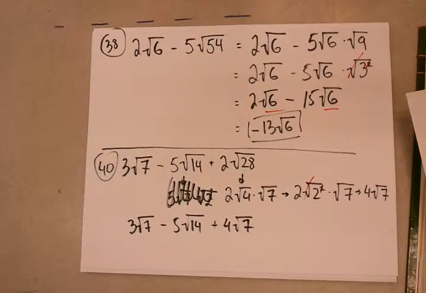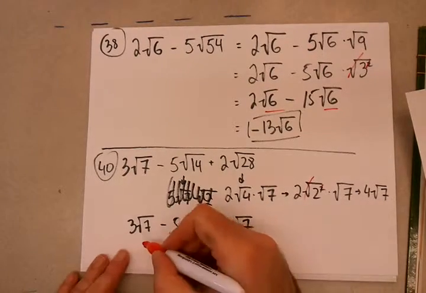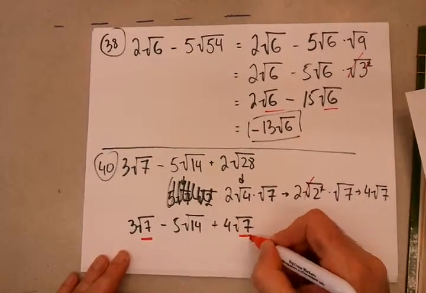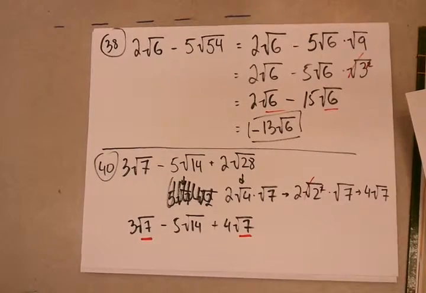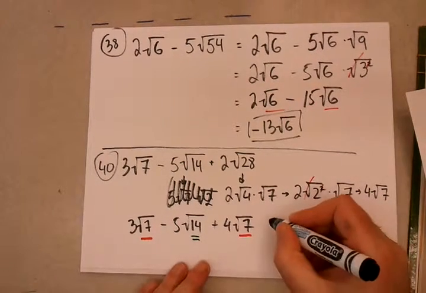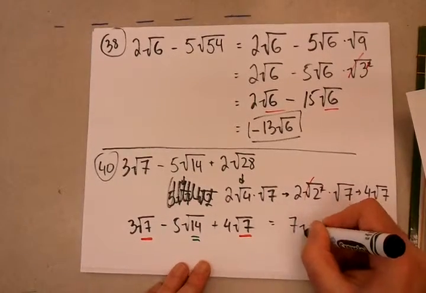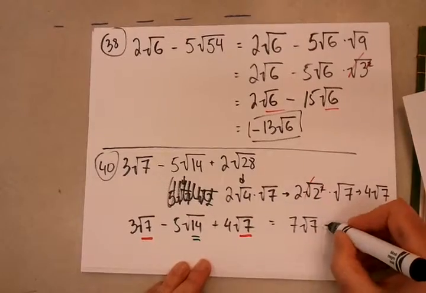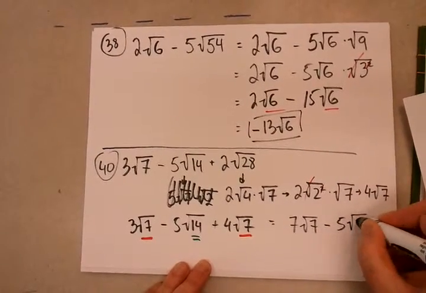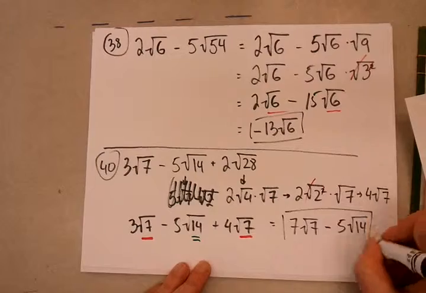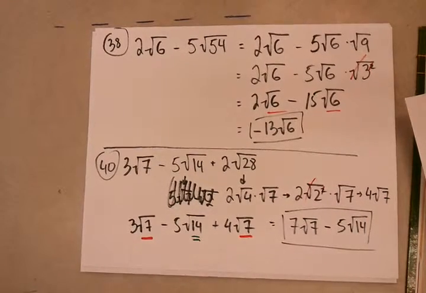So now I see if I have any like terms or anything with the same root that I can combine. This and this I can, but there's nothing I can do to the root 14, so that's just the odd man out, I guess. 3 plus 4, that's going to be 7 root 7, and then the odd man out, the 5 root 14. That's our answer. So that's number 40.